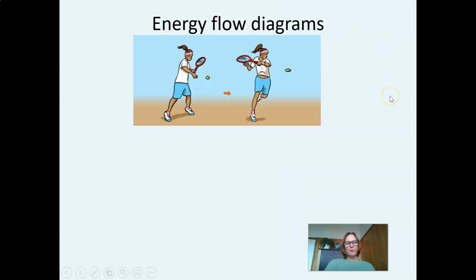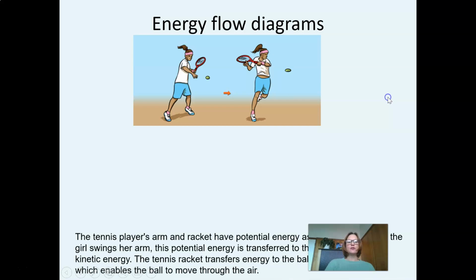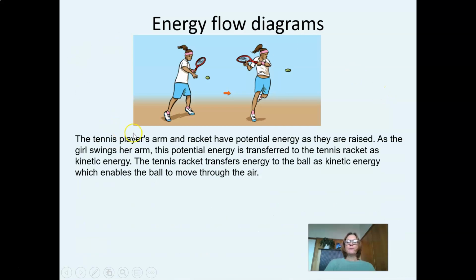And then just another example of an energy flow diagram for you. We have two girls playing tennis. So the tennis player's arm and racket have potential energy as they are raised. As the girl, or it's one girl, not two girls, swings her arm, this potential energy is transferred to the tennis racket as kinetic energy. The tennis racket then transfers the energy to the ball as kinetic energy, which enables the ball to move through the air.